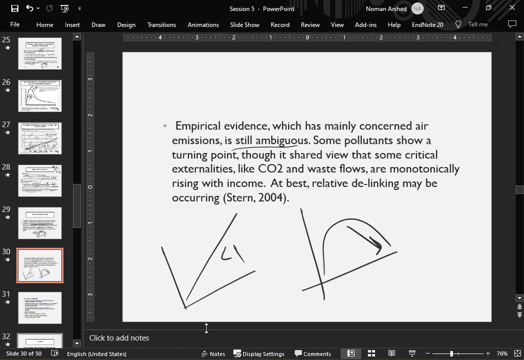So it is saying that most of the studies are not able to confirm this idea, but they are trying to confirm this idea that the slope is less than 1. So relative delinking. Okay, and that is written by Stern in 2004.